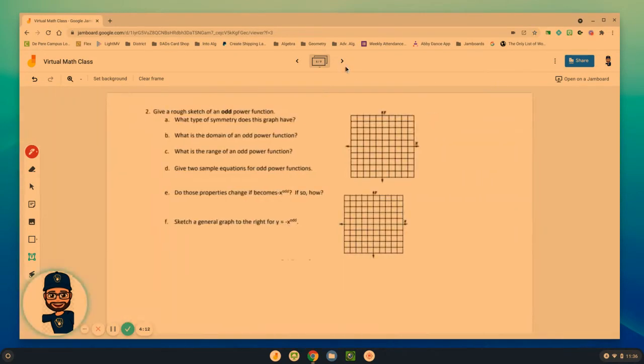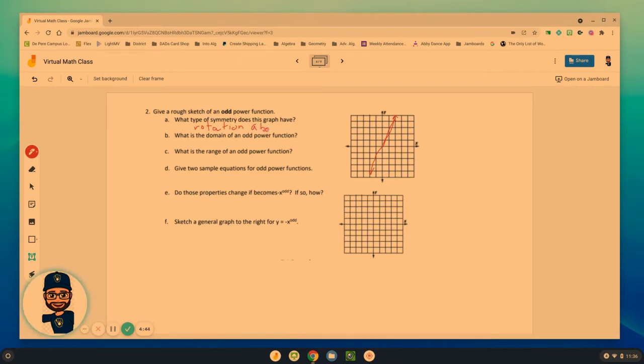Now, if we look at the odd power functions, this one's a little bit different, okay? The odd power functions have a graph that starts in one quadrant, goes through the origin typically, and then goes down to the opposite quadrant. It's really hard to graph, okay? But this symmetry has a rotation. It's not a reflection. This instead has a rotation about the origin.